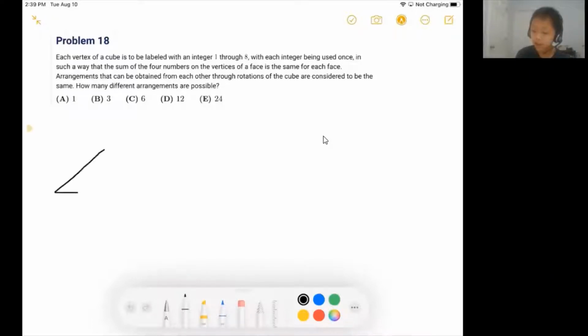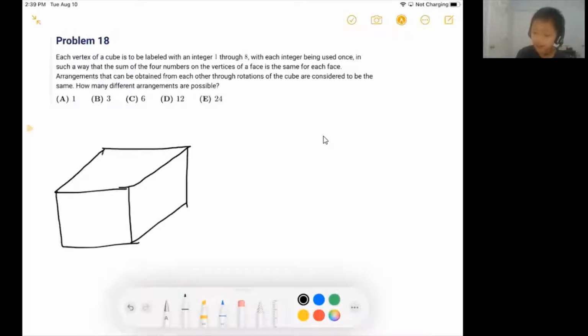Okay, so for this question, you have your cube. The first observation you have to make is to first try to find the sum of all the numbers. The question says that the sum of the four numbers on the vertices of a face is the same for each face. So let's first try to find this common value.